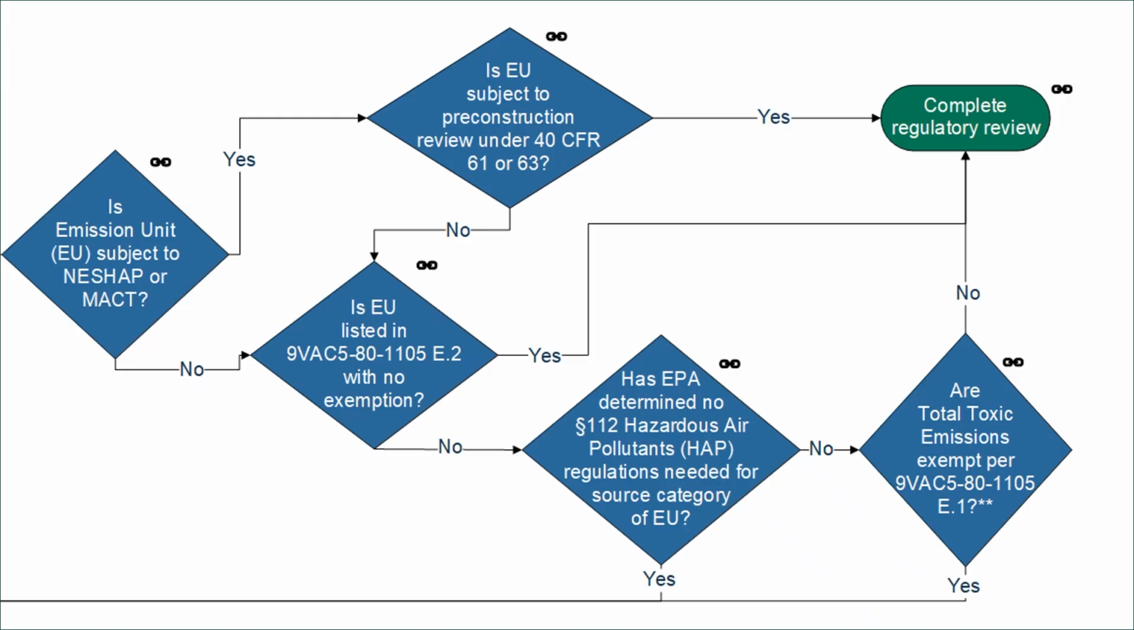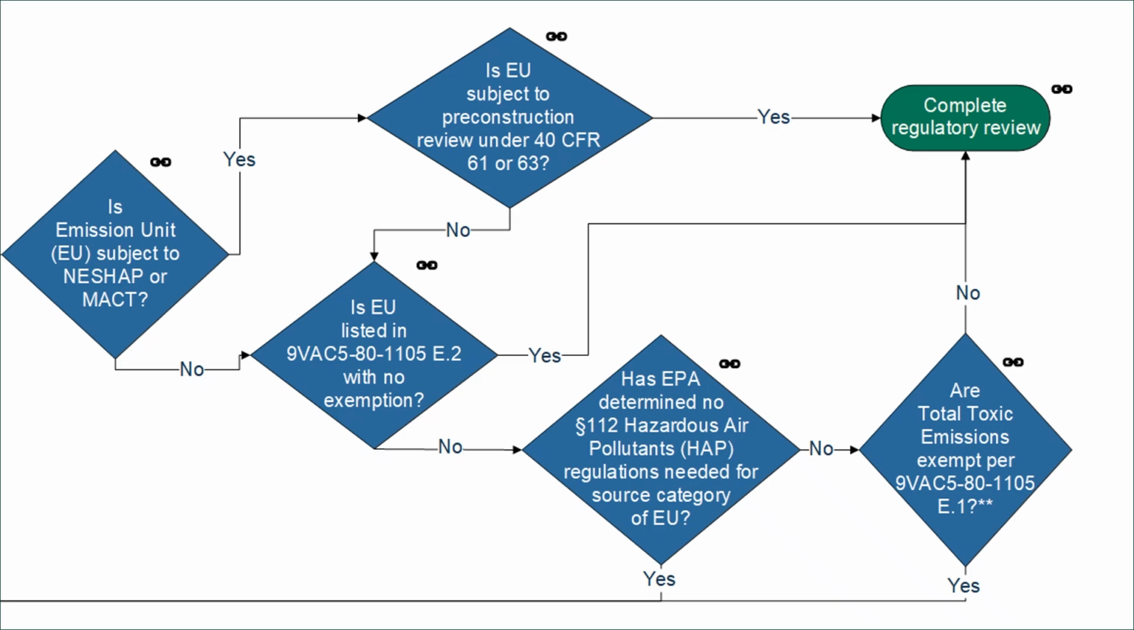I see. Okay. That's why the first question is to determine whether one of EPA's hazardous air pollutant rules, MACT or NESHAP, are applicable to any of the emission units. And it's important to note that for this section of the chart, the analysis should be repeated for each emission unit that will be part of the new stationary source. Okay, I think I get it.